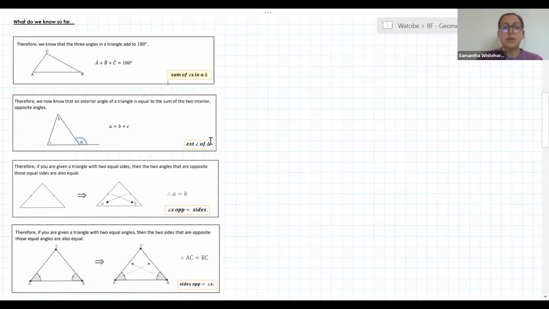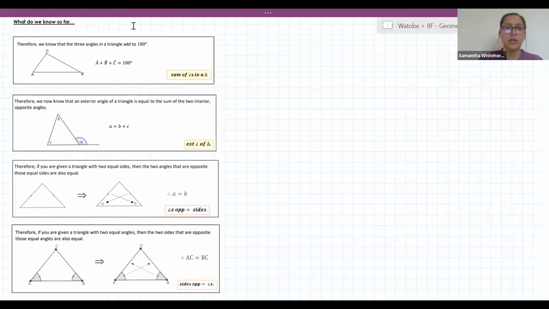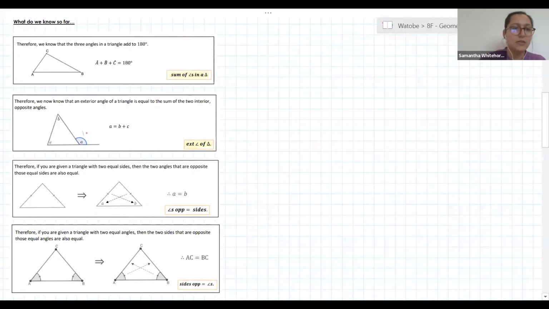The next reason that we spoke about is exterior angles of a triangle. And basically what that is, is that an exterior or an outside angle of a triangle, which in our diagram here is this angle A, is equal to adding together the 2 opposite interior angles. So angle B plus angle C will give me angle A in that diagram.